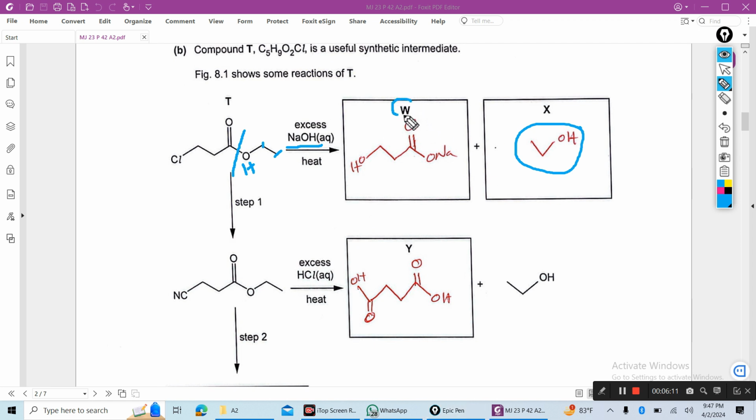Now W is the sodium salt of a carboxylic acid, so carbon-oxygen double bond, and here ONa. As there is excess sodium hydroxide, this chlorine atom will also be substituted by a hydroxide ion. So the hydroxy sodium salt of the carboxylic acid plus ethanol is produced.